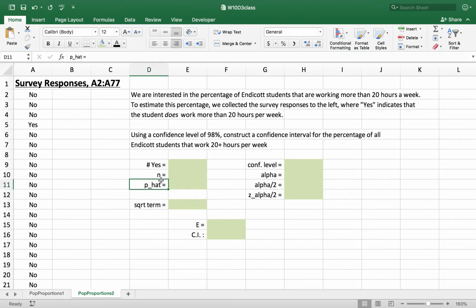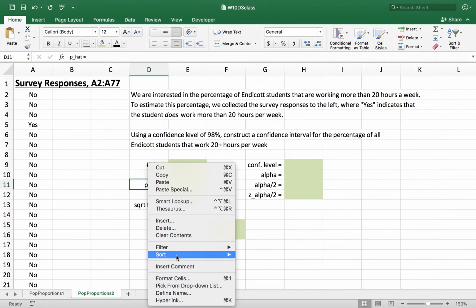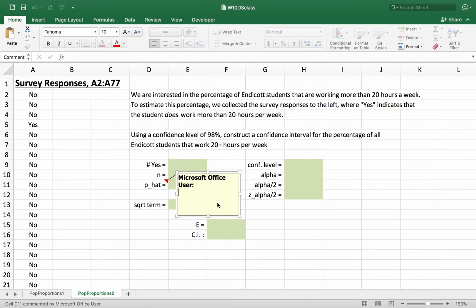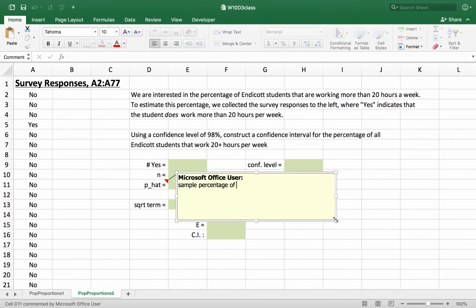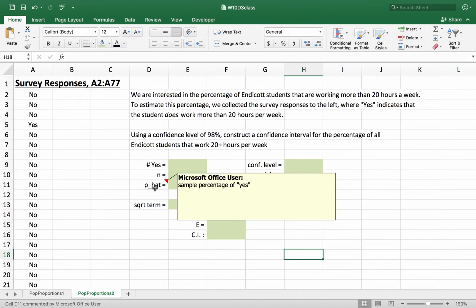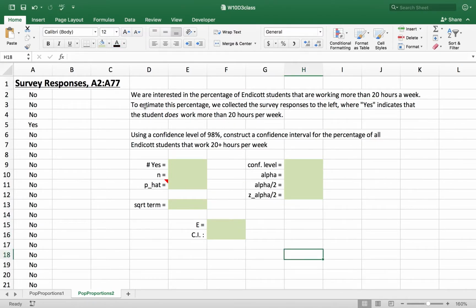Now, fundamentally what we need to know here is our sample size and our sample percentage. But in order to determine our sample percentage, we need to know first how many people actually said yes in this sample survey. The other thing I want to point out here is that this sample percentage is very specific, right? We only want to compute the percentage that have a certain characteristic. In this case, it's people who work more than 20 hours a week, but we need to identify what type of response corresponds to that type of person.